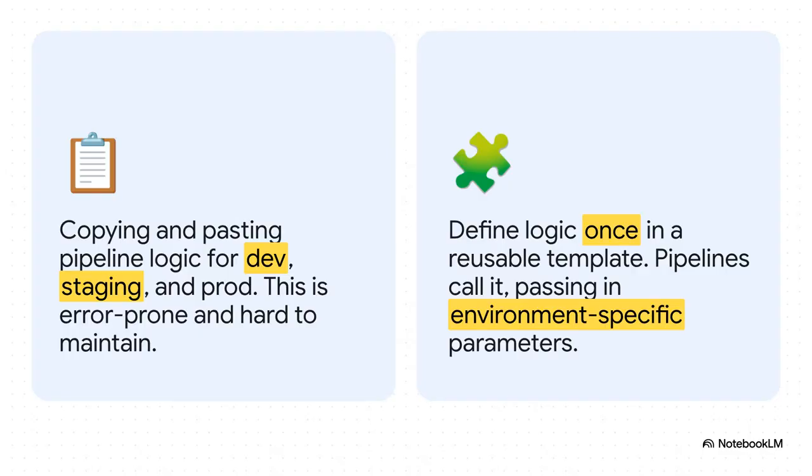So what about that copy and paste problem? The solution here is templates. Instead of defining all your build, test, and scan logic 3 separate times, you define it just once in a reusable YAML template. Then, your pipeline for the dev environment calls that template and just passes in the dev-specific details. The prod pipeline, it calls the exact same template but passes in the prod details. You update the logic in one file and it's instantly fixed everywhere. It's clean, it's maintainable, and it cuts down on so many potential errors.